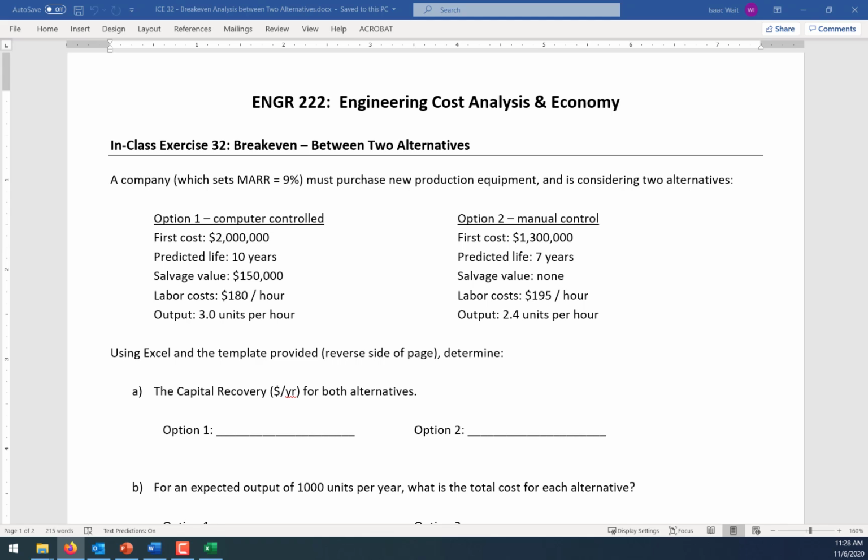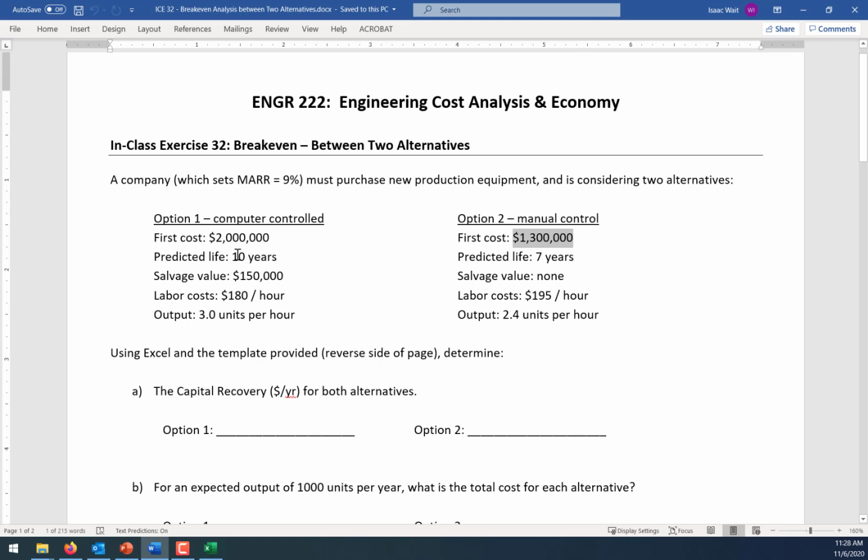Okay, so we have two options. Option one is a computer-controlled piece of equipment. It's production equipment. It might be like a lathe of some sort. So the computer-controlled option costs $2 million up front compared to only $1.3 million for the thing that's manually controlled. So getting that computer control increases the first cost quite a lot.